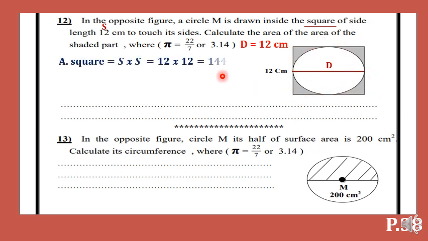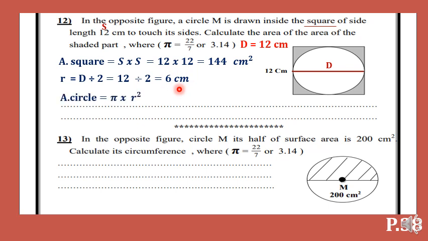Area of square equals S by S equals 12 times 12, 144 square centimeters. Can I find the area of the circle given its diameter? No, we must find the radius first. R equals D divided by 2, which equals 12 divided by 2 equals 6 centimeters. This 6 centimeters is the radius length.